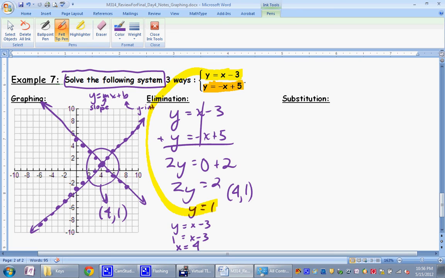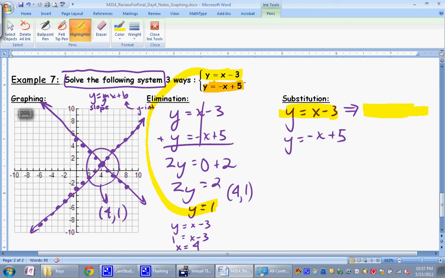Substitution now, y equals x minus 3, y equals negative x plus 5. I'm going to purposefully overcomplicate this problem. I'll show you a shortcut in a second, though. I'm going to solve this first equation for x, I apologize. So y plus 3 is equal to x. Here's what I can do.